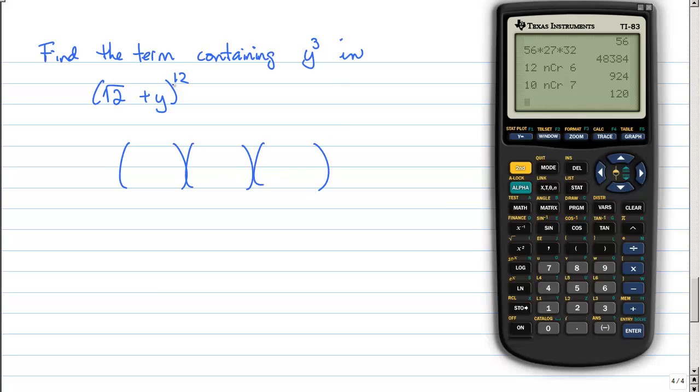So I know it's to the 12th power, so 12 goes here. And I know square root of 2, and I know y goes there, because that's my a, that's my b. Now what can I do to get a y cubed? Well, the 3's got to go there. That's going to be y cubed.